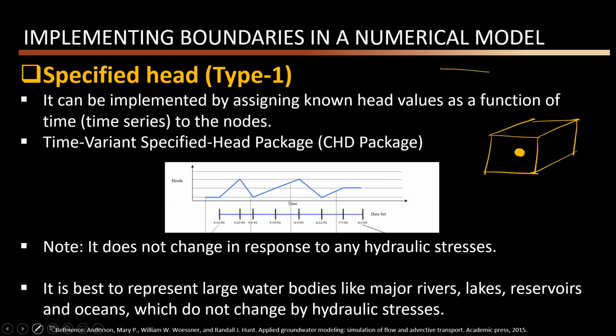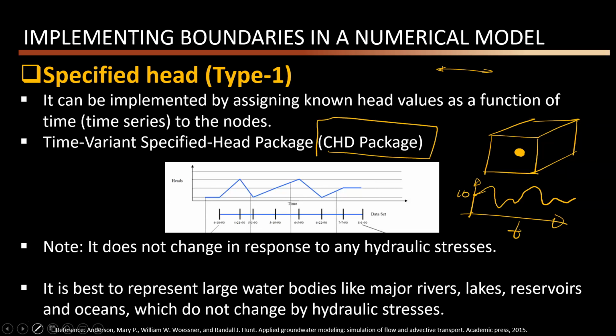That might be a constant value for the entire time domain of the system, or the modeler can say that, well, I know how the head at this location changes with time. For example, at time 0 the head was 10 meters, but it goes up, it comes back, and does something like this, whatever, but I know how it changes. There is a well-known package, we call it the time variant specified head package, which beautifully takes care of this. And the modeler can define how the head changes at different times.